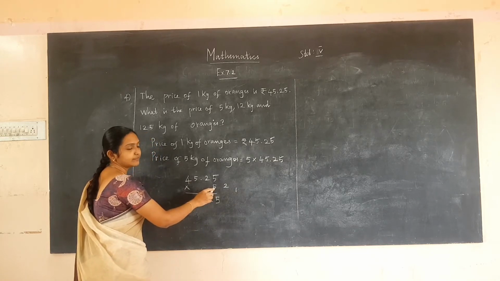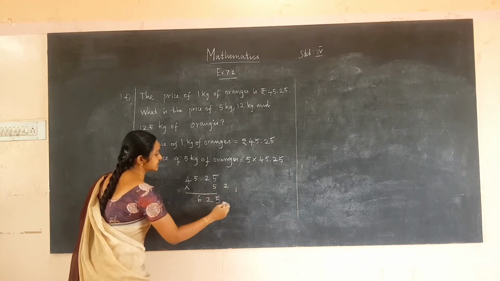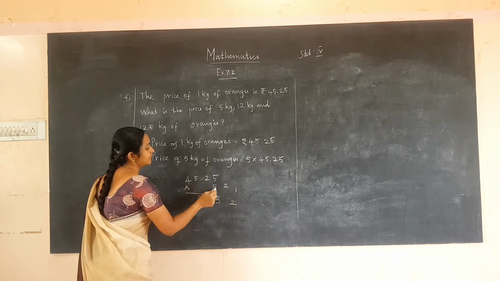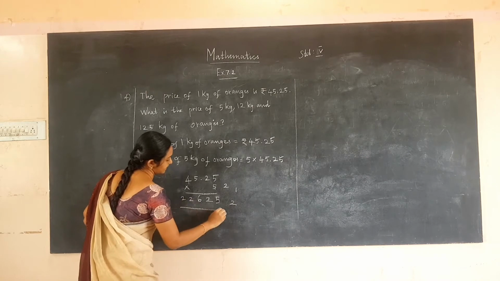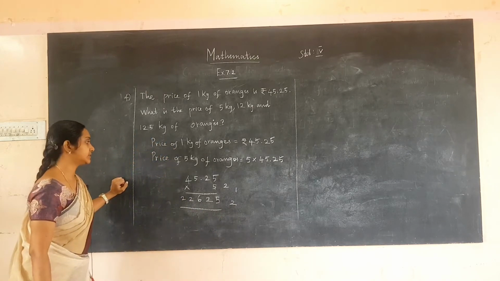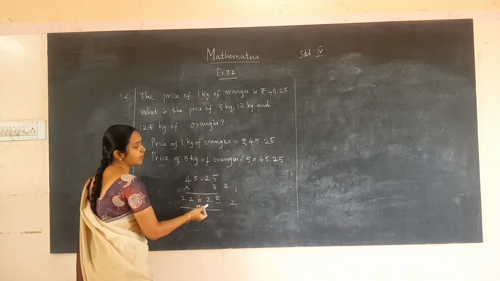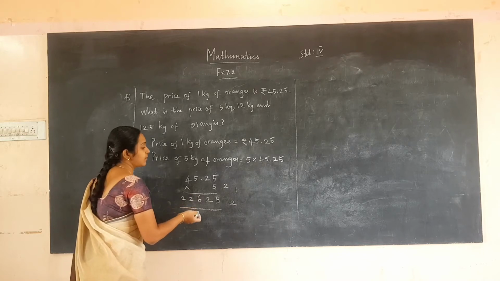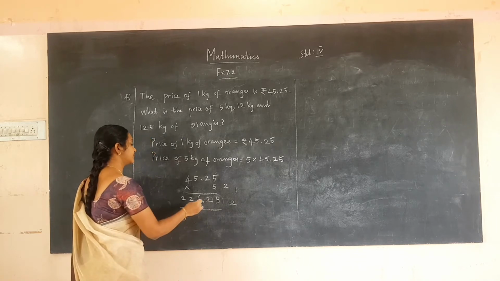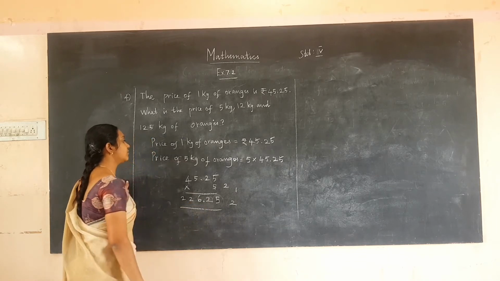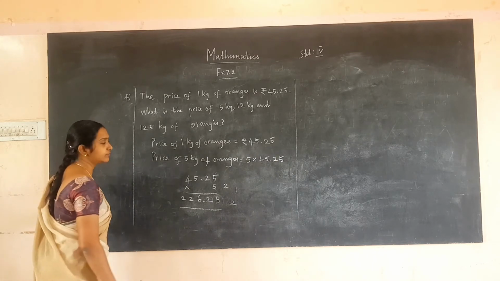5 into 5 is 25. 25 plus 1 is 26. So write 6 here and 2 is remaining. 5 fours are 20. 20 plus 2 is 22. Now we have to keep the decimal point. Before two places we are having decimal point, so here also we have to keep decimal point before two places. So price of 5 kg of orange is rupees 226.25.